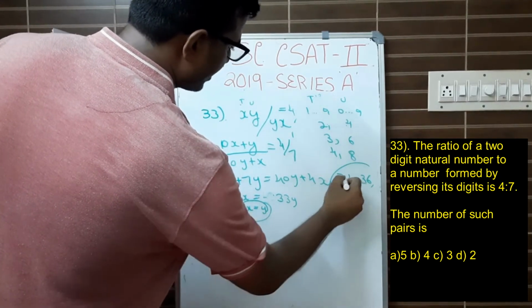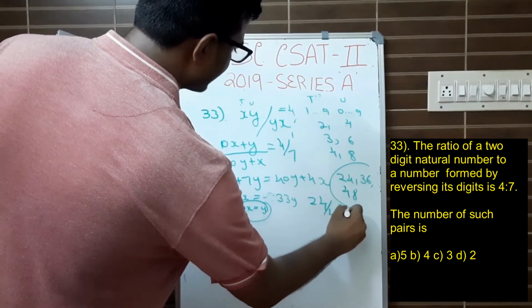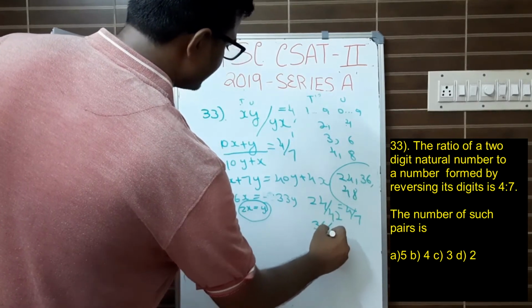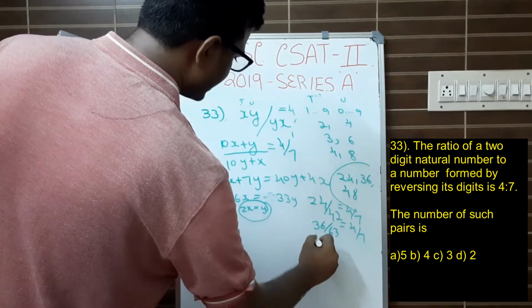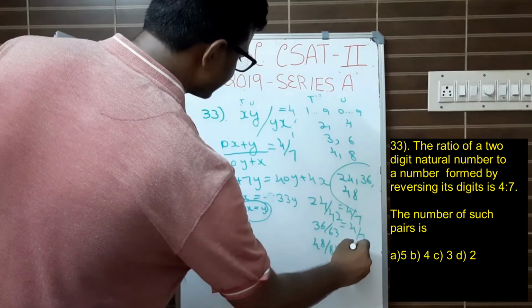If you do 24 by 42, that is by reversing its digits, then you will get 4 by 7. You can just cross verify. 36 by 63, you will get 4 by 7. 48 by 84, again you will get 4 by 7. Okay, so there are 3 such pairs.